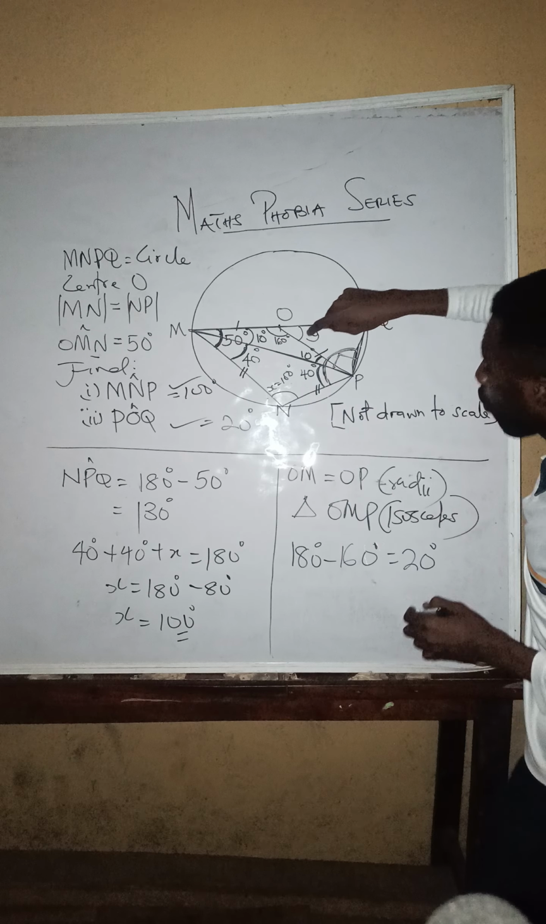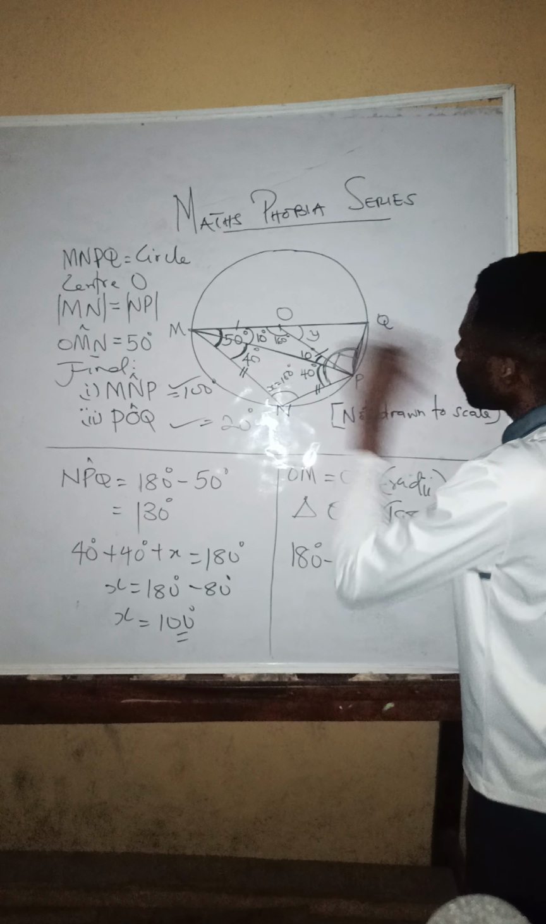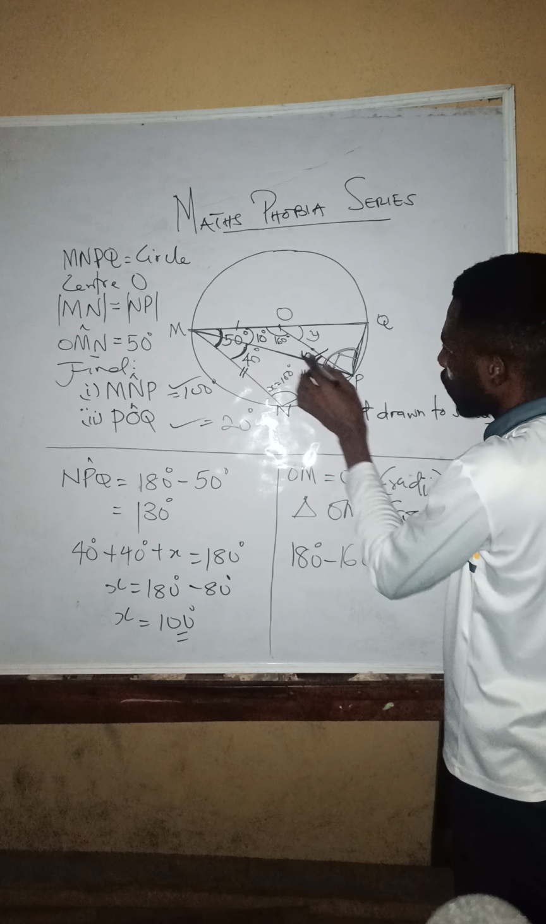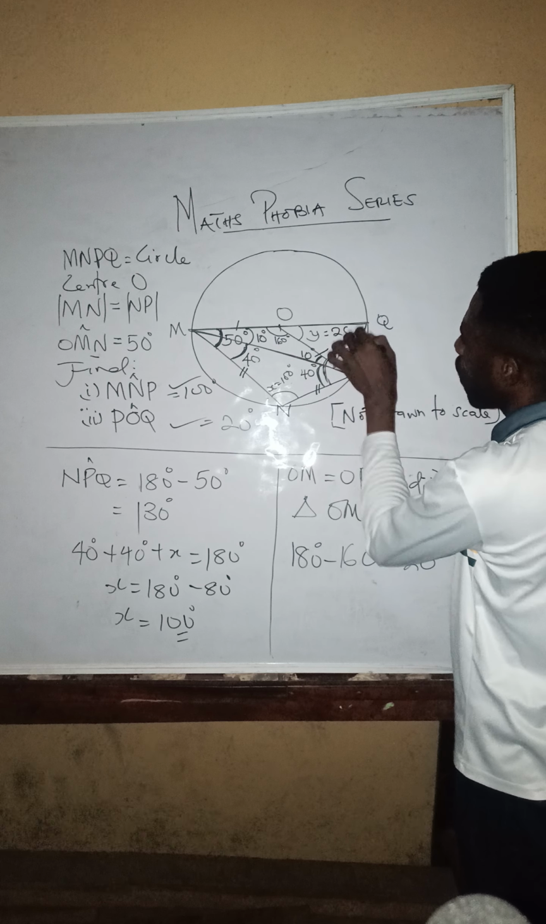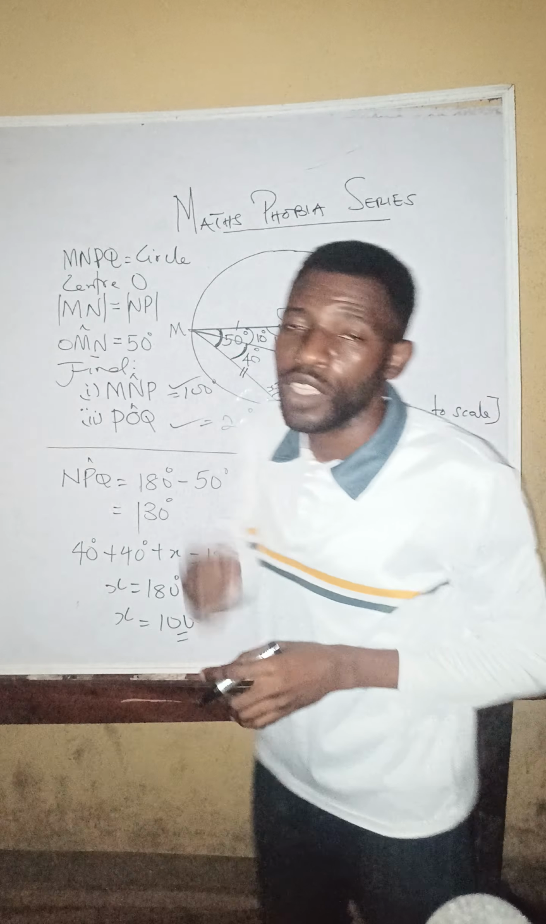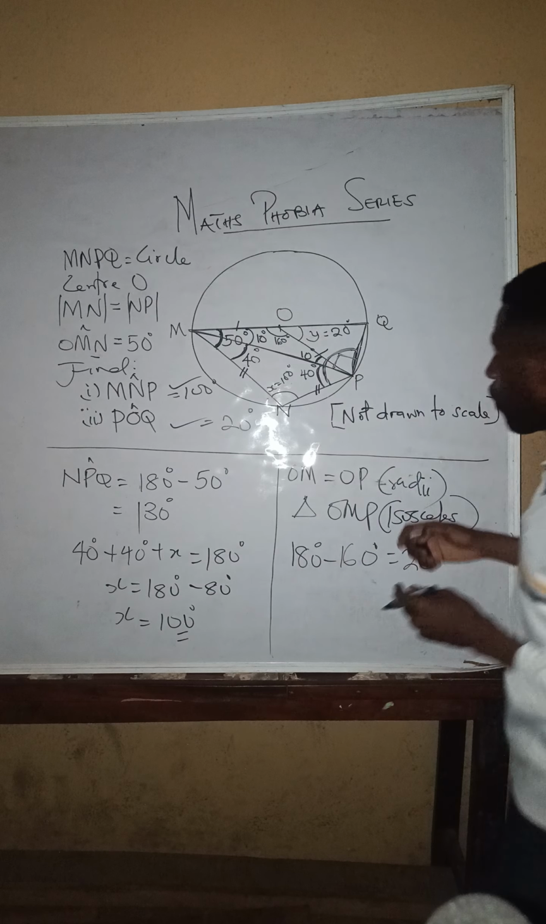Another way to get y is this. 10 plus 10, 20 degrees. The sum of opposite interior angles of a triangle will give us the exterior angle.